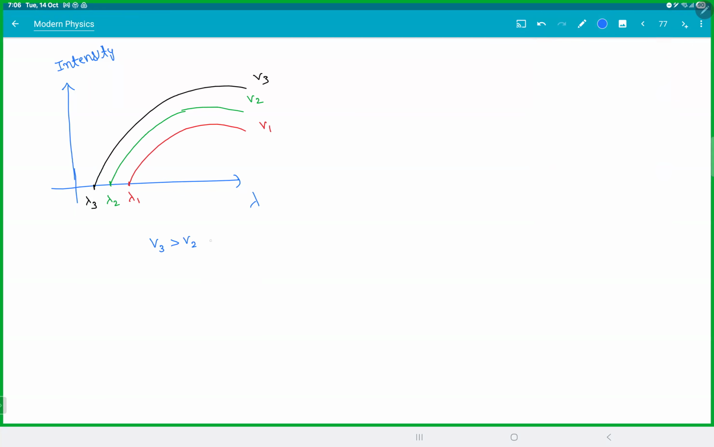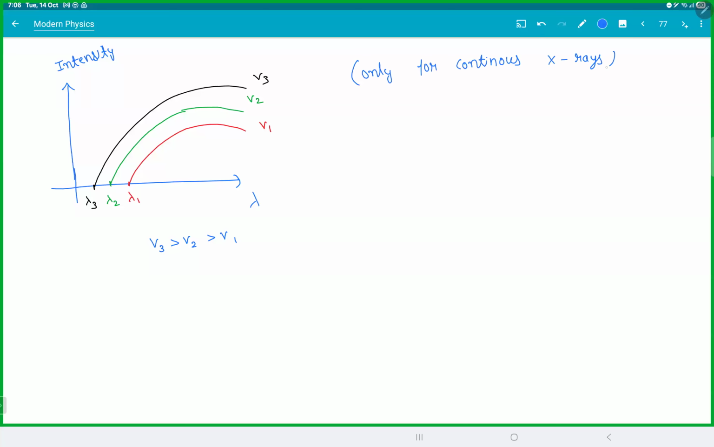V3 is greater than V2 is greater than V1. Again, this is a graph only for continuous X-rays. So, okay, one thing is clear. If you increase the voltage, you get less wavelength. Fair enough. But why is the intensity increasing?